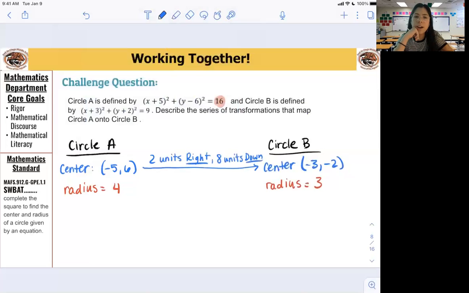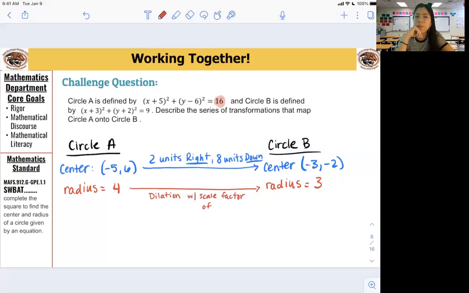Does anyone have questions on how I figured that out? All right. And then the radius went from 4 to 3. Now remember, what type of transformation is that going to be? A dilation, good. What would be the scale factor of this dilation? Be careful.